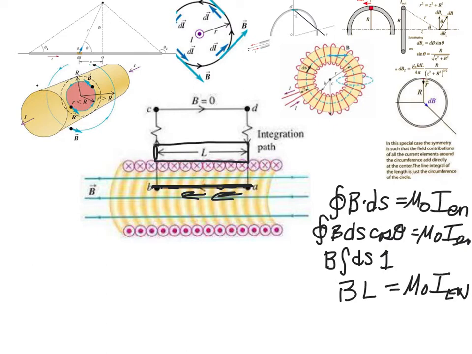Well, we have to finish the rest of the integral. But notice, once we turn the corner and go this way, the ds's are pointing up and the magnetic field is pointing to the left. And so they're perpendicular to each other. And when you do the dot product, vectors that are perpendicular, the cosine of 90 is 0. So the integral all along here is 0.